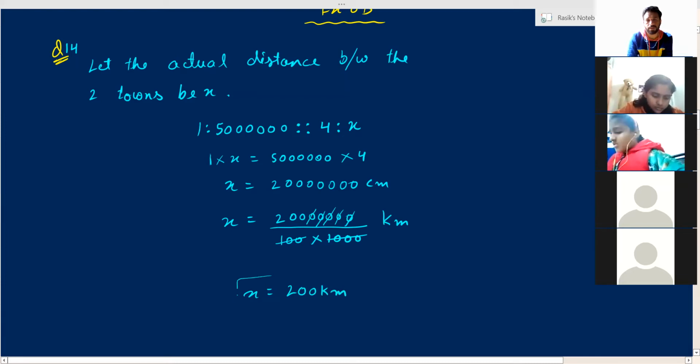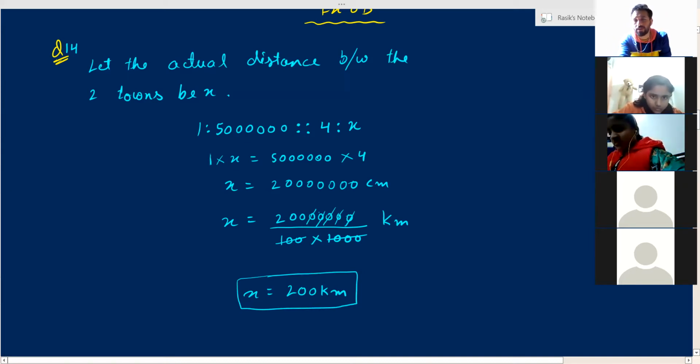So the actual distance between the two cities is 200 kilometers, whereas in the map they are just looking 4 centimeters apart. Actual में कितना है? 200 kilometers. Okay.